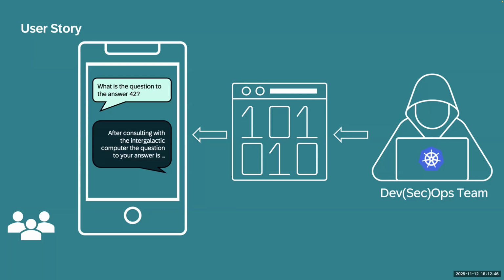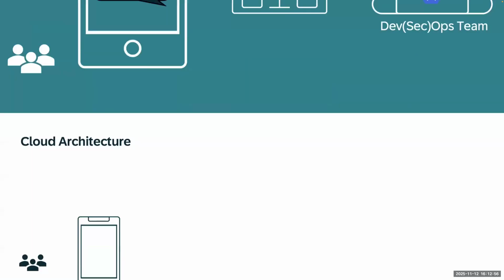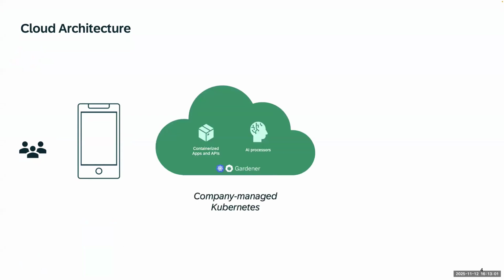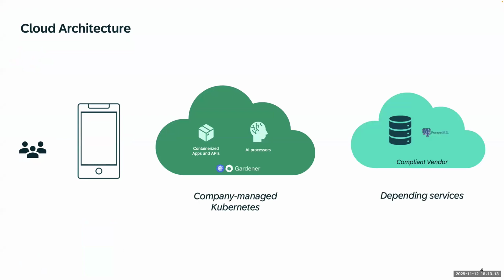As this app really uses personal and organization data, we must really be in control of where our data is being stored, and we would like to only store it at a compliant vendor. So let's have a look at the cloud architecture itself. Of course, for the application, we need a workload cluster where our almighty AI processor is running, and our containerized applications and API are living. Then, of course, for the data persistency, we want a PostgreSQL database, at a compliant vendor only. So these are now our dependent services.